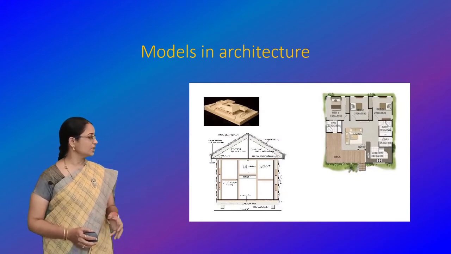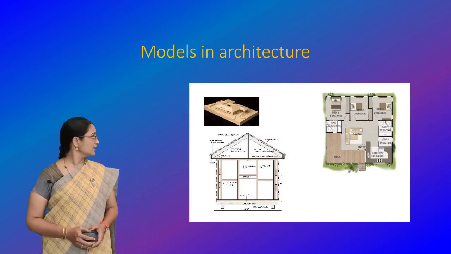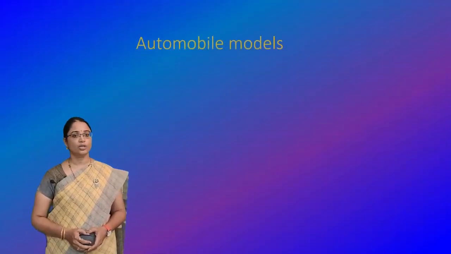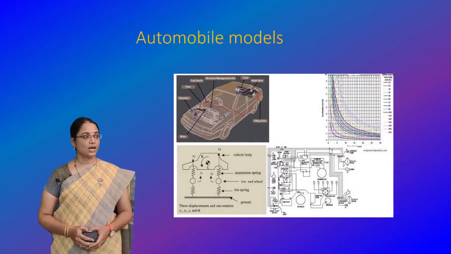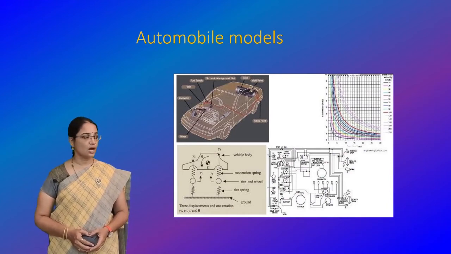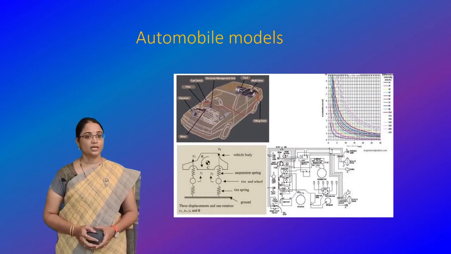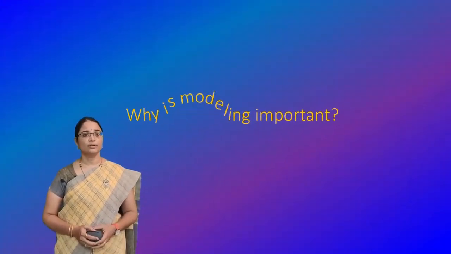Here you can see some of the architectures. And coming to the next one, it can be used in the automobile models also. You can see the pictures in the PPT. Here you can see the car picture, and here you can see some of the pictures which are used in the automobile industry. Next, why modeling is important? What is the use of using this modeling?